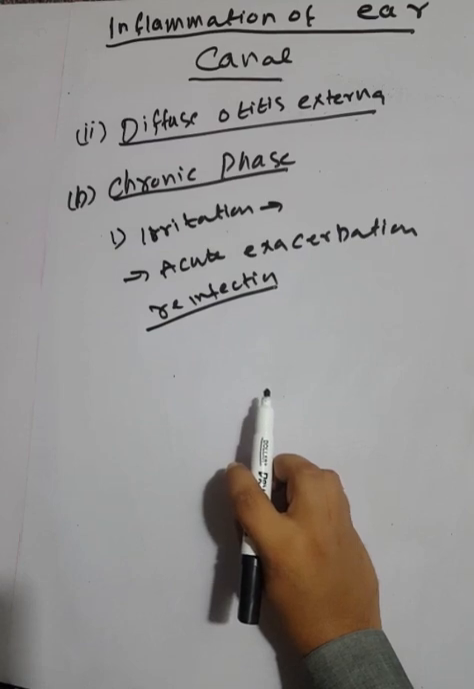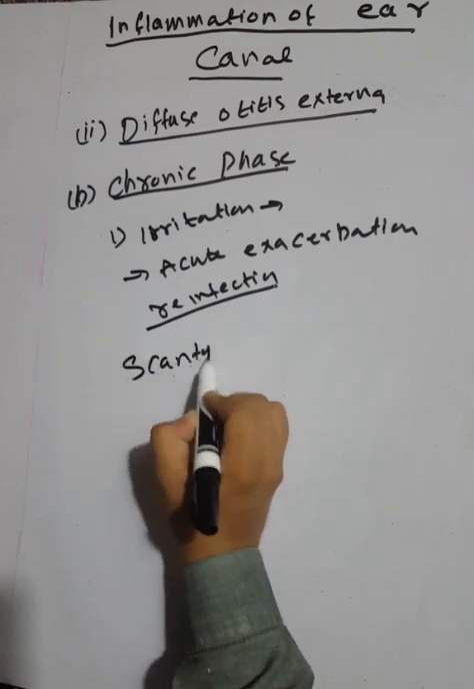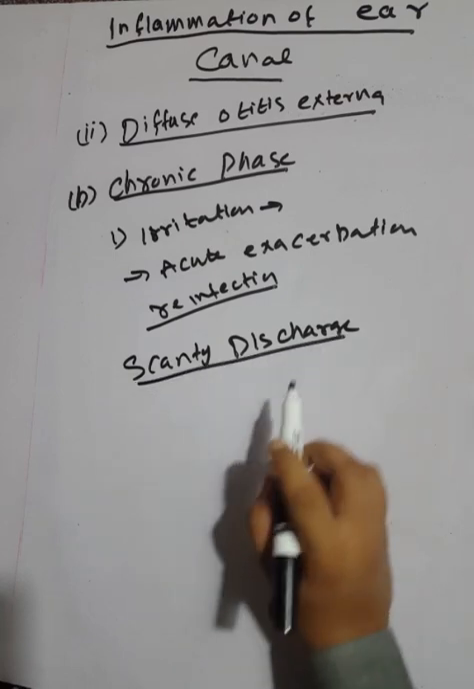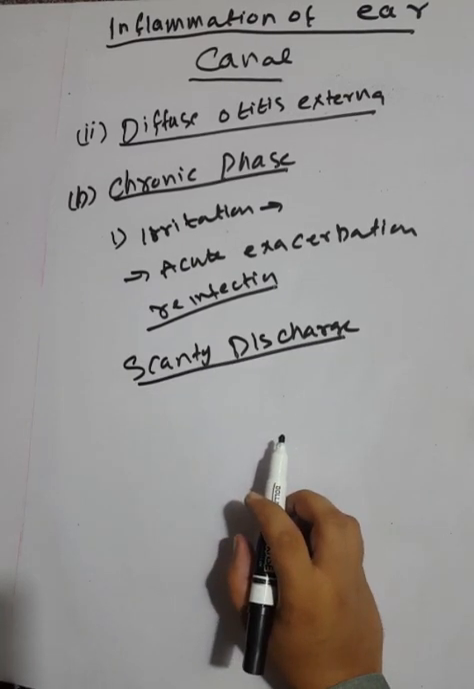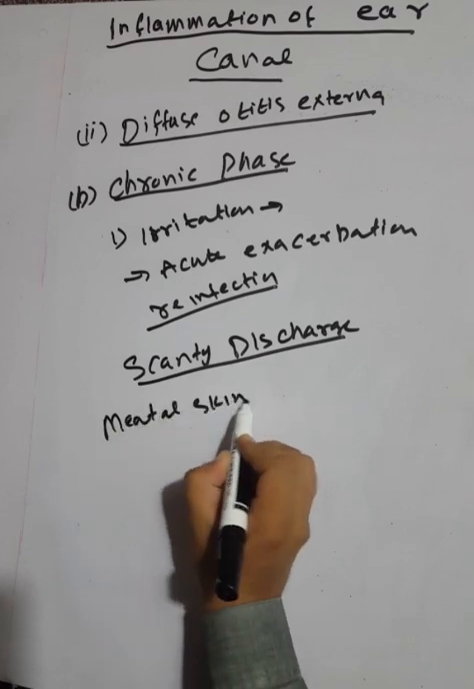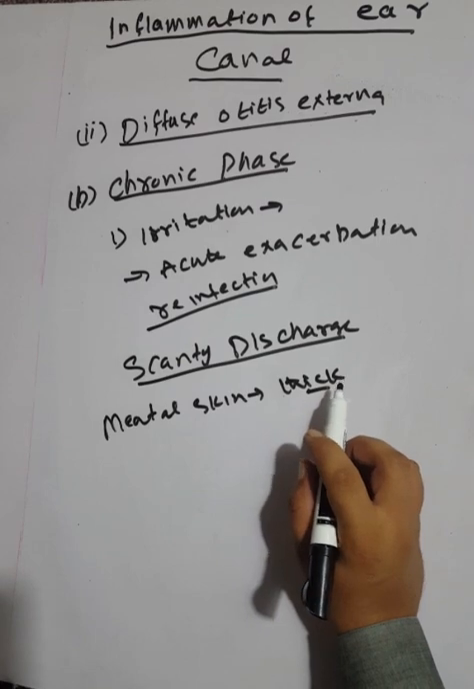Discharge is scanty and may dry up into crusts, whereas in the acute phase there is mucopurulent discharge. The meatal skin becomes thick and swollen and may show scaling and fissuring.